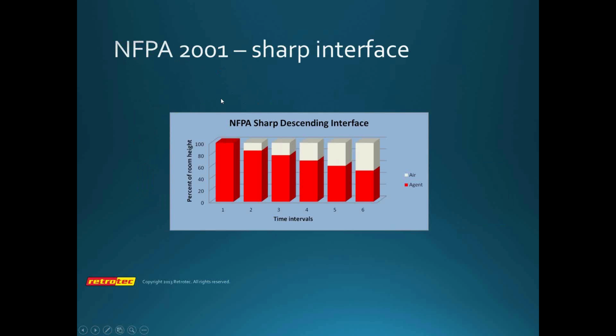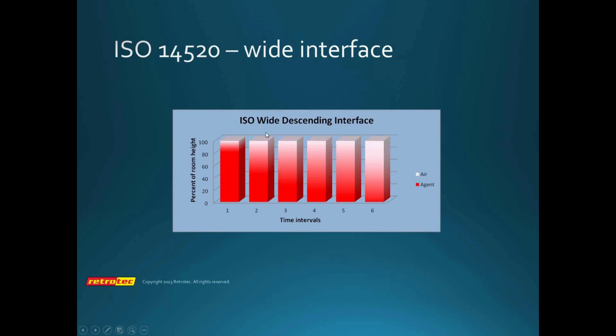So NFPA is still using what we call the sharp descending interface. The interface, in fact, is not sharp. There's a zone in there which looks something like this, although not quite, where there's an air agent interface. This air agent interface is much narrower than the ISO equations predicted, and we came up with a new formula for that, which was called the thick interface, and that's been accepted by ISO.